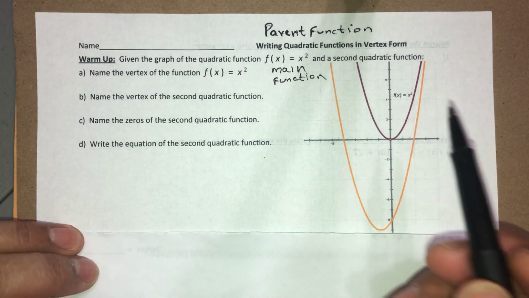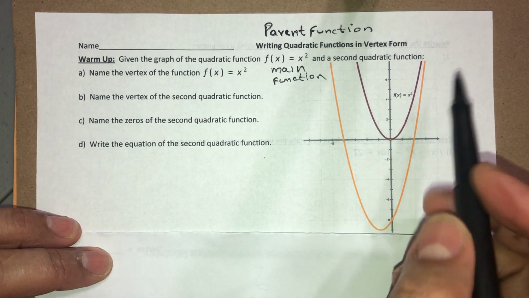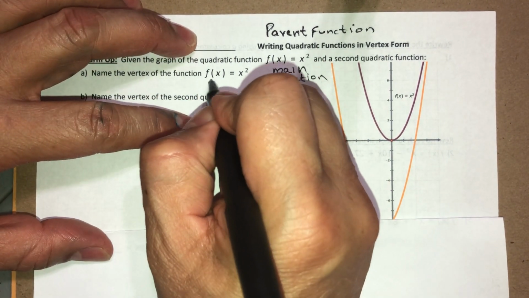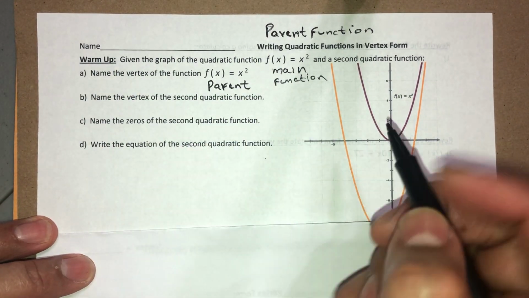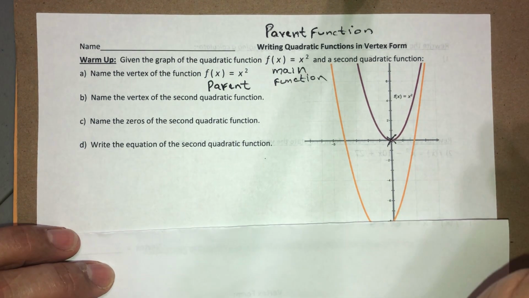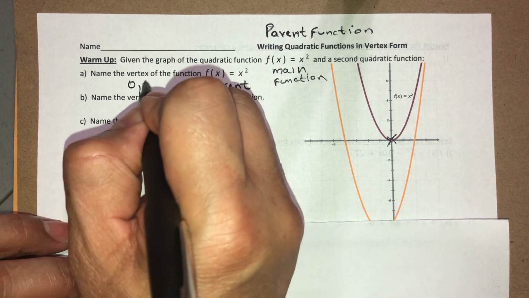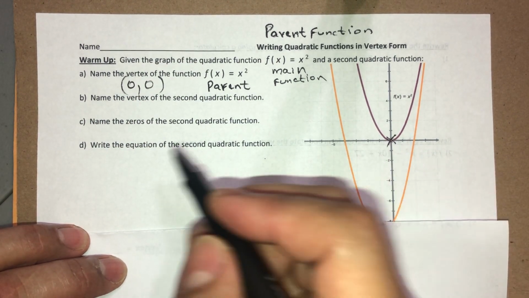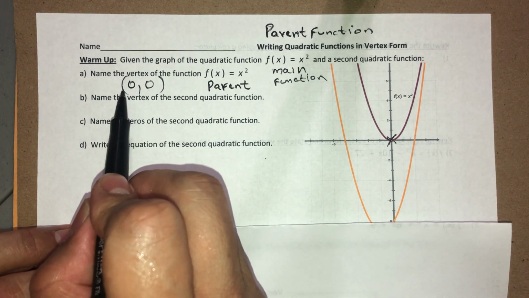Okay, so what I'm asking you here is this. Name the vertex of the function f of x equals x squared, which is this one right here, okay? They're asking me for the vertex. Remember, guys, this is the parent. And the vertex is right here. It's a minimum. It's where the parabola turns back up again. It comes down, it reaches the minimum, and it bounces back. So that's 0, 0. So the vertex of the parent function is 0, 0, okay? And also the axis of symmetry will be x equals 0.